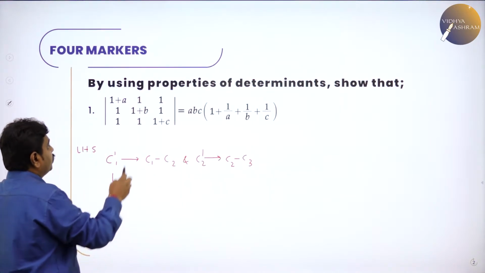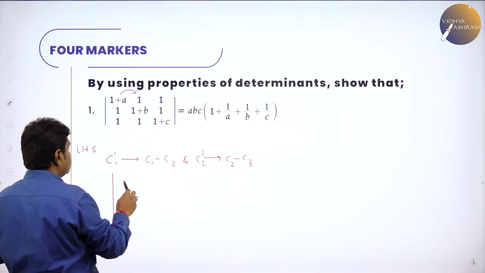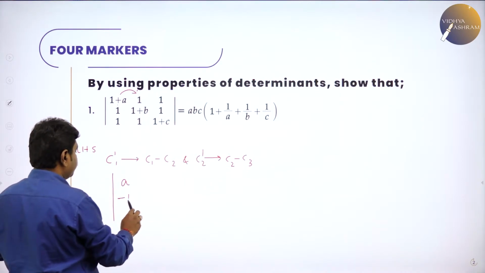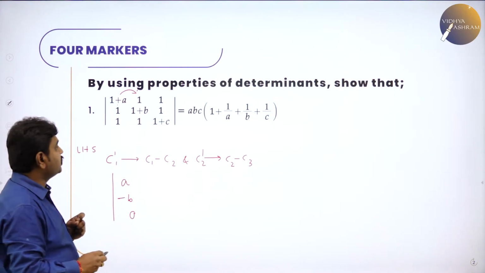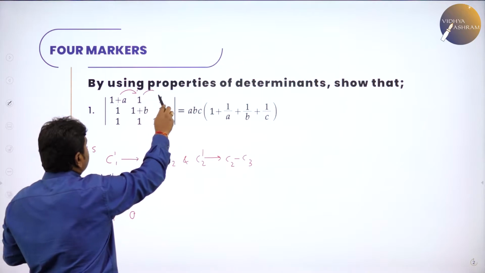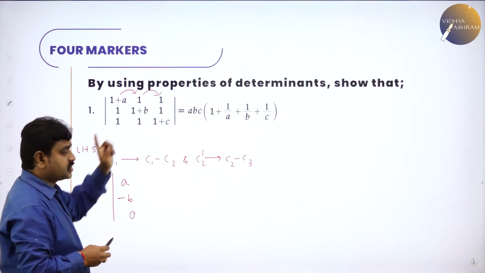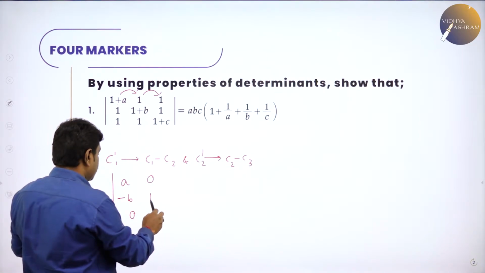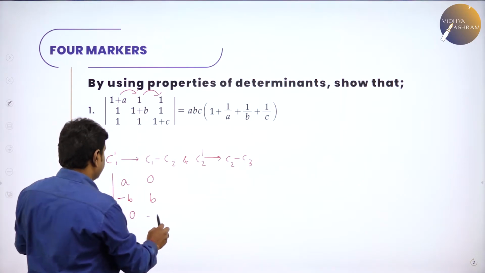So now I have to subtract this minus this. 1 plus A minus 1 is A. 1 minus B, 1 minus 1 becomes 0, it will be minus B. Then 1 minus 1 becomes 0. Similarly, C2 is C2 minus C3. So subtract this and this. So 1 minus 1 is 0. Then 1 plus B minus 1 is just B. Then 1 minus 1 becomes 0 and minus C.